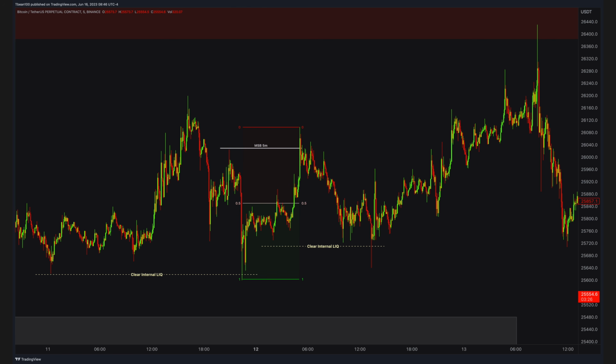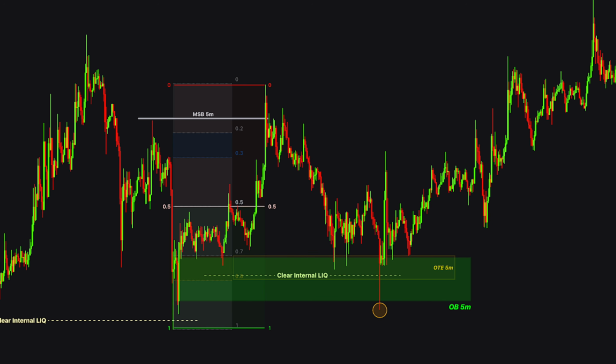When you use your premium and discount tool or optimal trade entry with Fibonacci, you can see where the price is cheaper. We also have a micro order block right here, another micro demand area. Notice this low, which sweeps the internal liquidity right here. What does it do? It creates another micro market structure break.